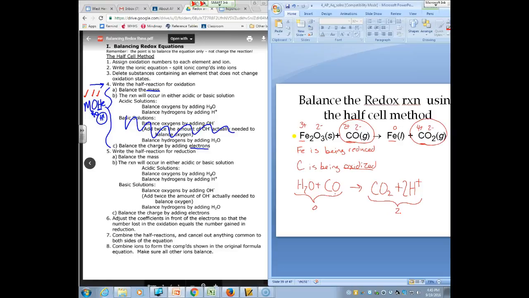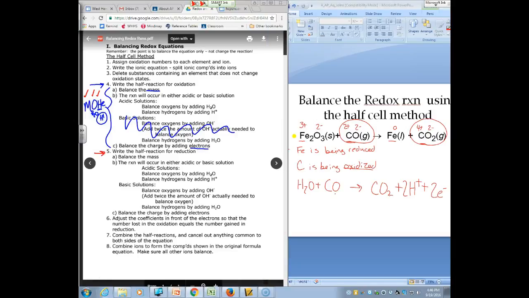Remember that electrons are negative, so I'm going to add electrons to this side, and I need to add 2 of them so that my total charge ends up being 0, just like the other side. Now that reaction is done. I'm going to erase this charge here. Now we have to do the other half reaction. So let's do the part where it is being reduced.